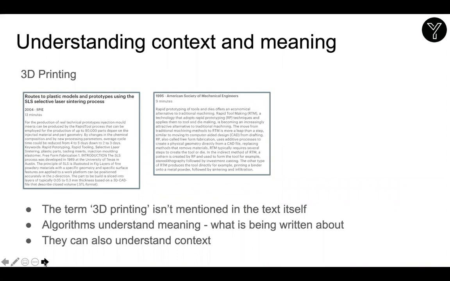Another really important thing that AI can help with is this understanding of context and meaning. There's so much content going back decades, hundreds, and even thousands of years. And actually the term that we use today may well not be the term that somebody has used in the past. And equally, it can change in the future.